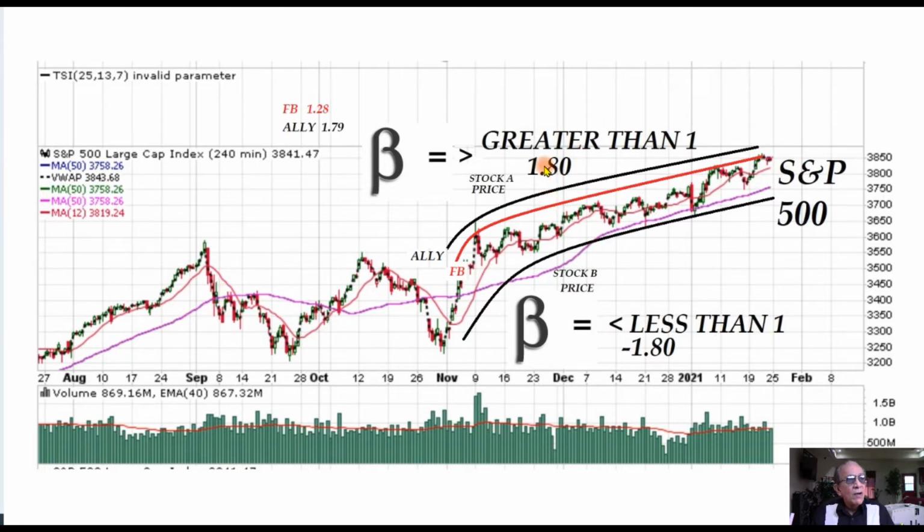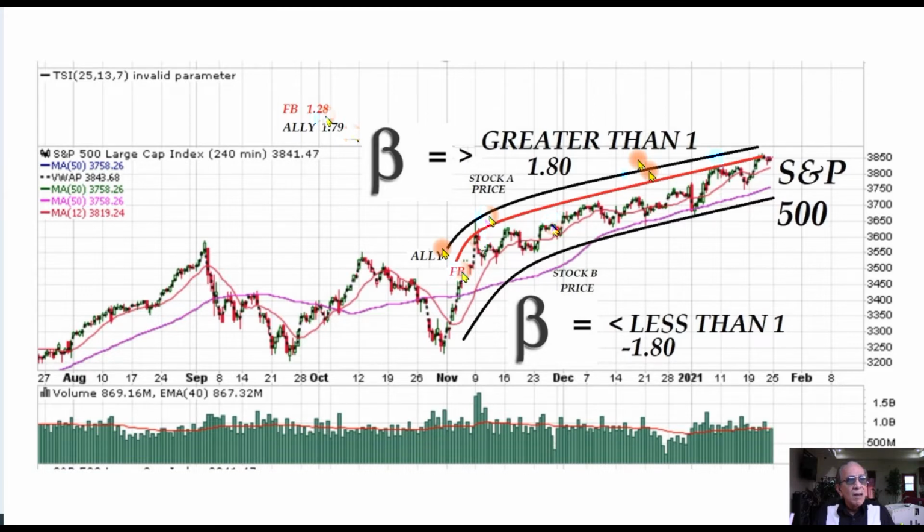So over here we've got one that is 1.80, right? So it's greater than 1. So we're going to give it a price here, and let's say Ally. Ally we have on the black line over here, and this is how it tracks. So it tracks highly above, right? Because it's almost 2% above the S&P 500. We have over here Facebook at 1.28. So we put them over here on the red line, kind of to give you an idea how it tracks, like I showed you a while ago.